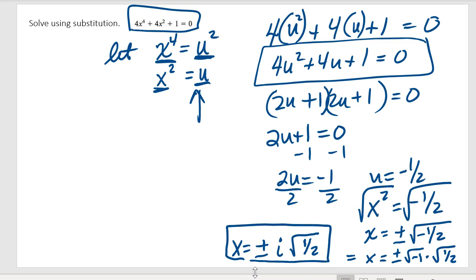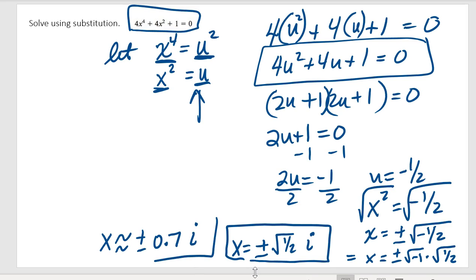And typically we like to have the number in front of the i, so you may see that the book may rearrange it as the square root of 1/2 times i, or they might just write that it's approximately 0.7 times i. And we can find that by taking the calculator and taking the square root of 1/2.